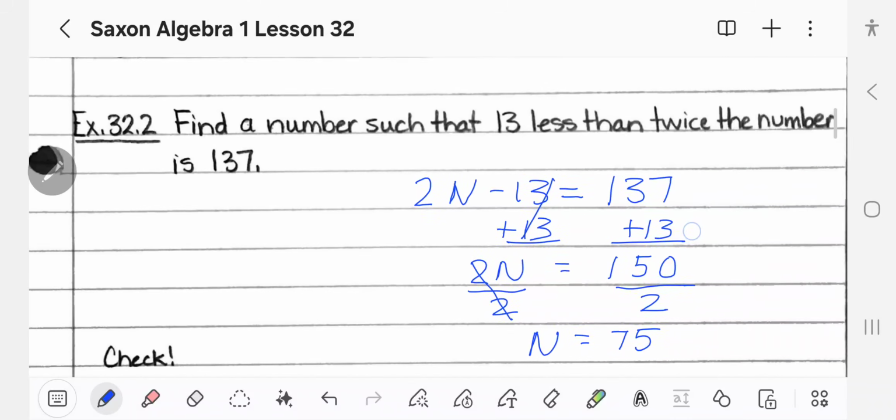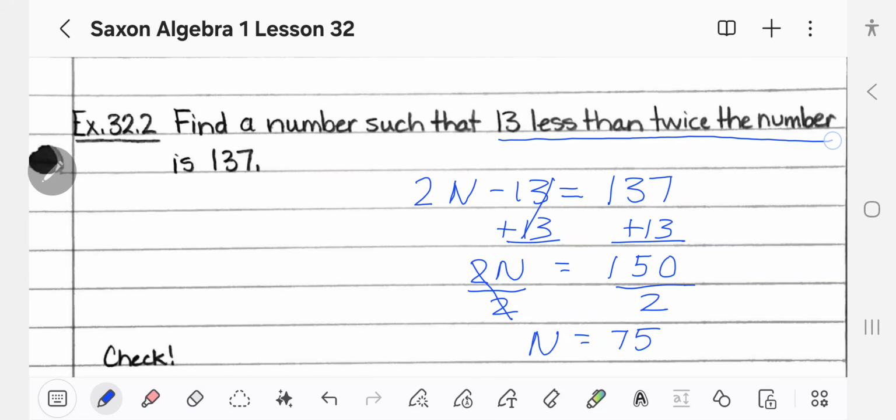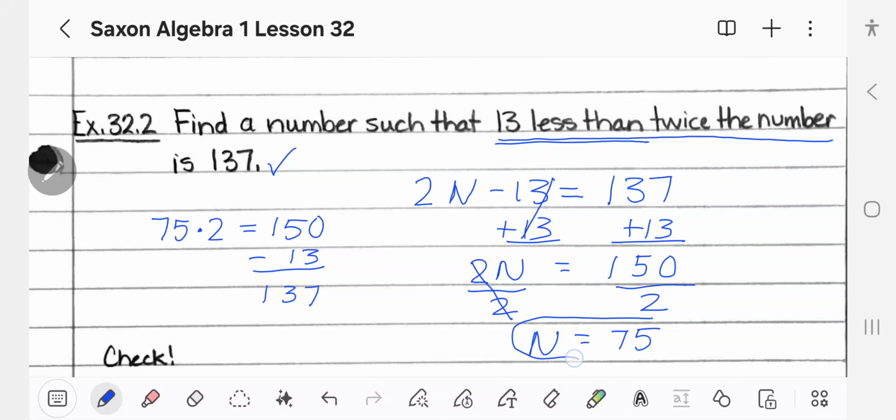Now we can check that. Find a number such that 13 less than twice the number. So let's do 75 times 2, which is 150. But then we're going to do 13 less than that. And we get 137. So we can see that it's right.